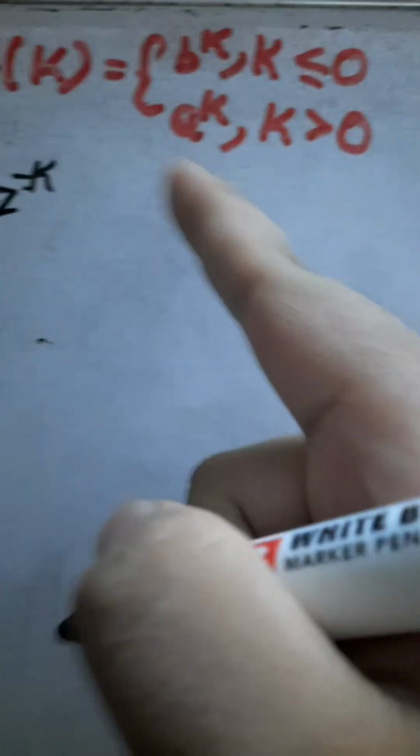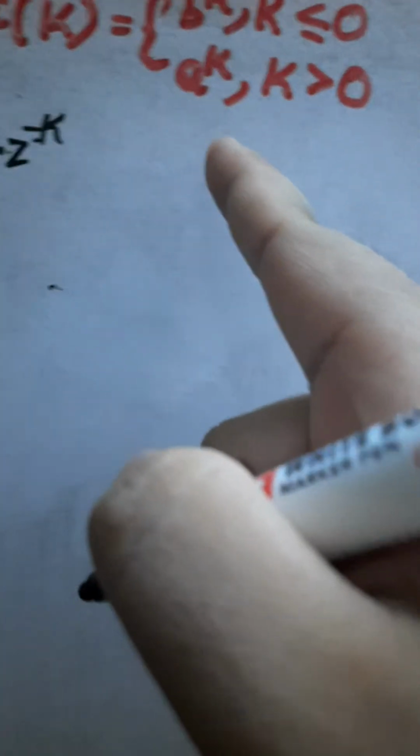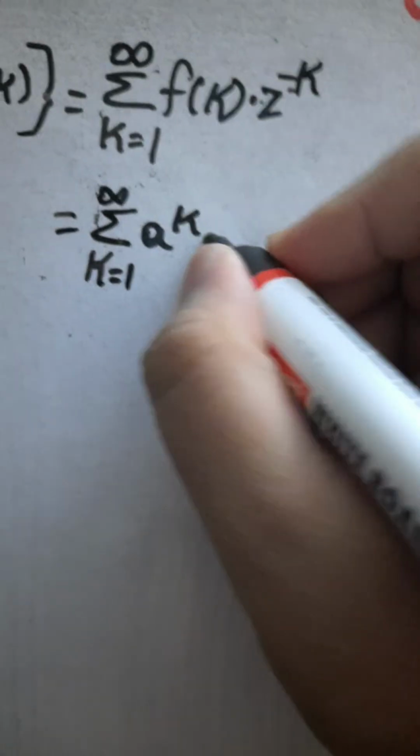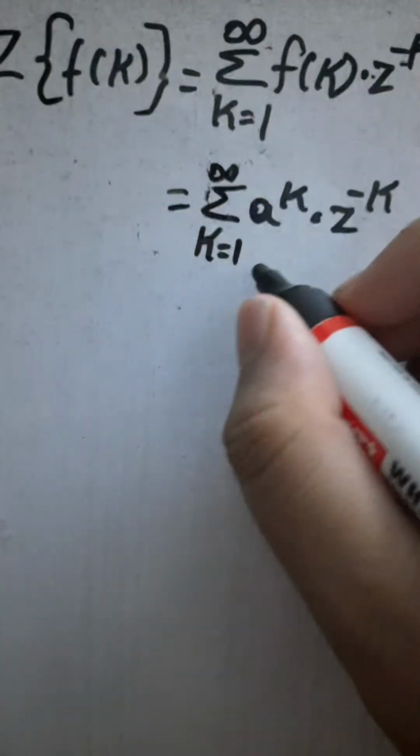Well, wait a second. Let me make it all easy. k equal to 1 till infinity. So f(k) is this function. So it is equal to this when k is greater than 0. So we have to substitute this function, a raised to k, in the place of f(k). So a raised to k into z raised to minus k. This is the fixed stuff, and k we have to replace by this range.